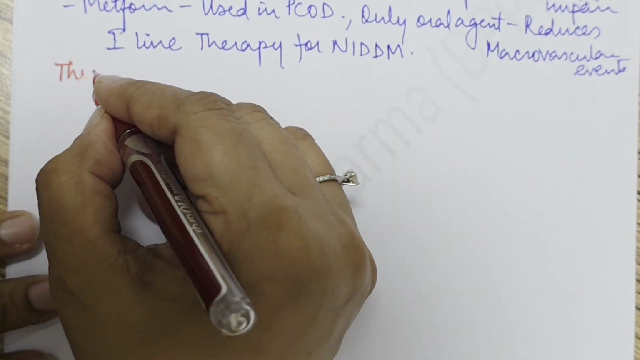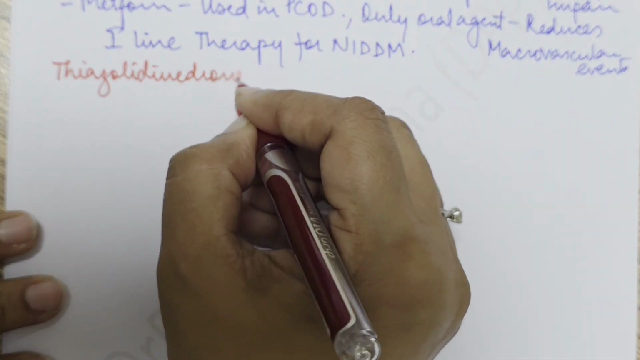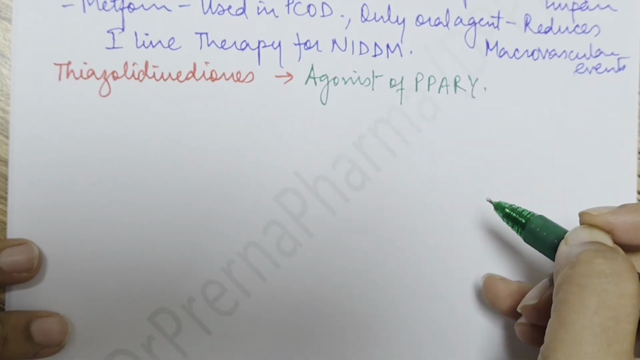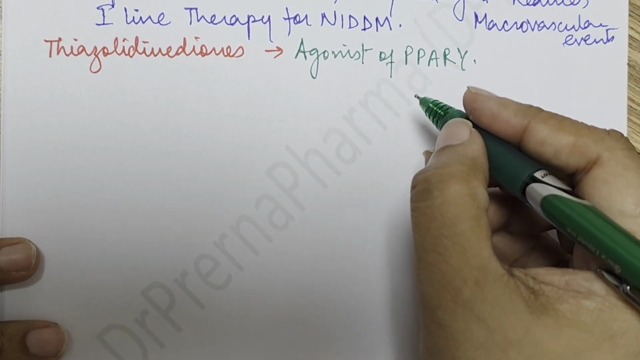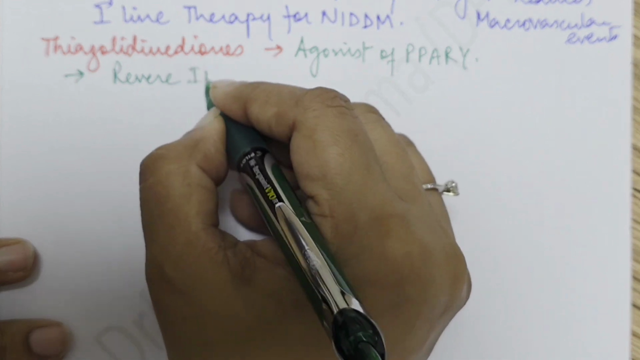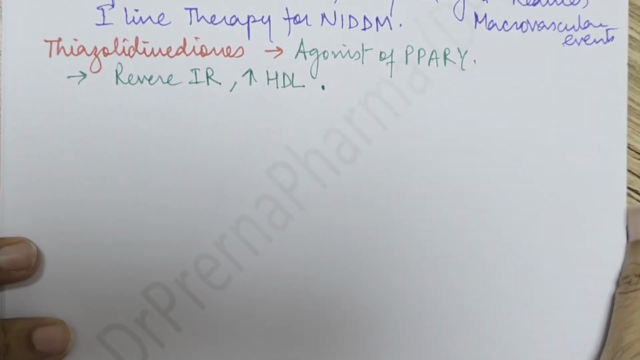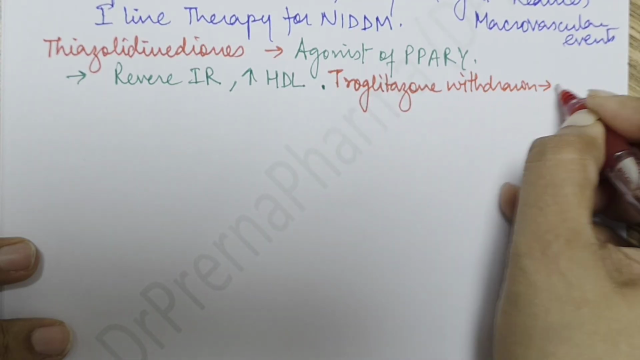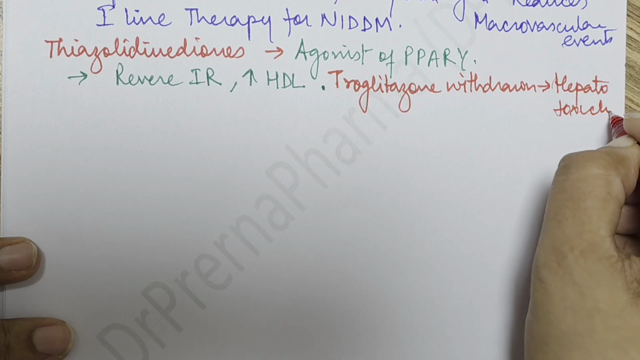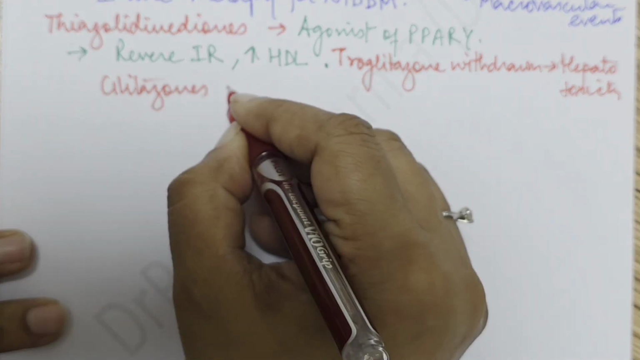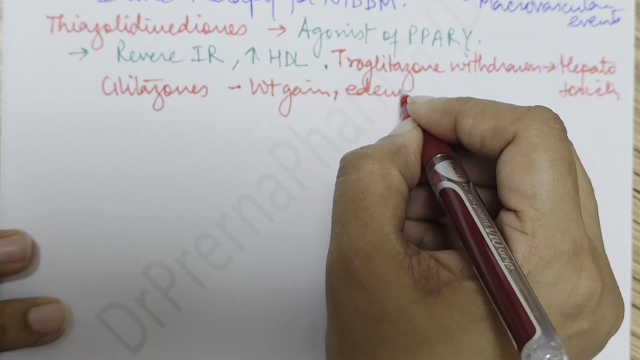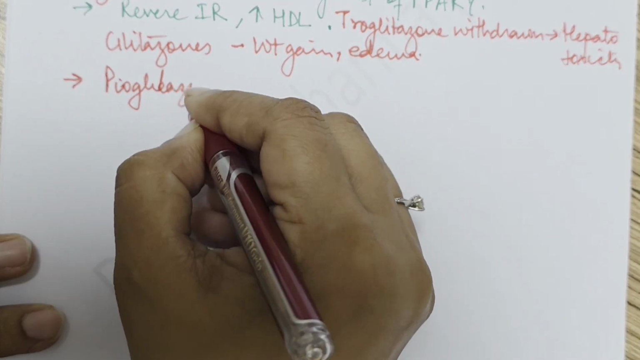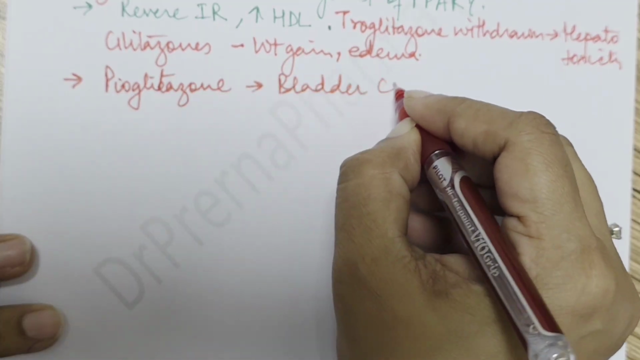The next category of drugs that we have is thiazolidinediones. Now these thiazolidinediones are basically agonists of PPAR gamma receptors, and they are seen to reverse the insulin resistance, and they also increase the HDL levels. Now the first drug, troglitazone, was withdrawn because it caused hepatotoxicity, right? Glitazones are also known to cause weight gain and edema. Okay? Then pioglitazone is also known to be associated with bladder cancer.